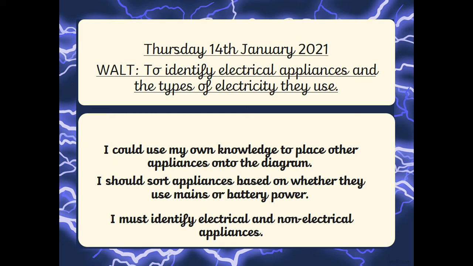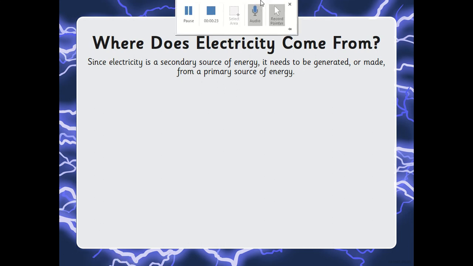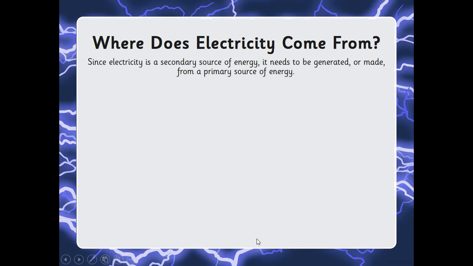So before we get started, I just thought that we would have a little look and a reminder as to where electricity comes from. So we learned last week that electricity is a secondary source of energy and it needs to be generated or made from a primary source of energy. So what I'd like you to do is pause the video here and see if you can write down those 5 primary sources of energy that we looked at last week, and then you can press play and we'll have a look and see how you did.